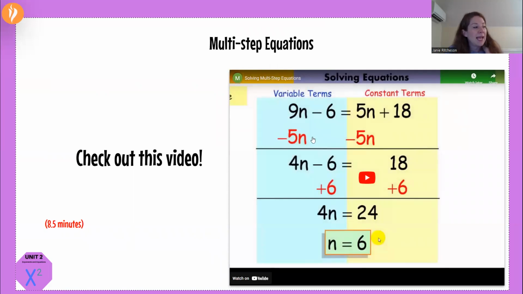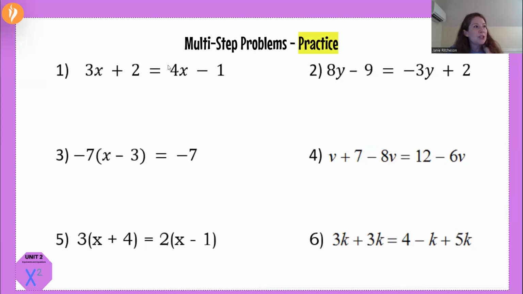So here is an 8-minute video, almost 9 minutes maybe, about having variables on both sides of the equal sign. So you have lots of resources to use if you get confused while you're doing your problems. So I'm going to go straight to our multi-step problems.